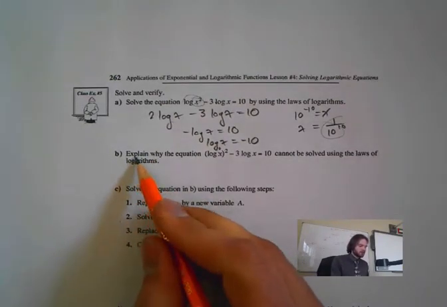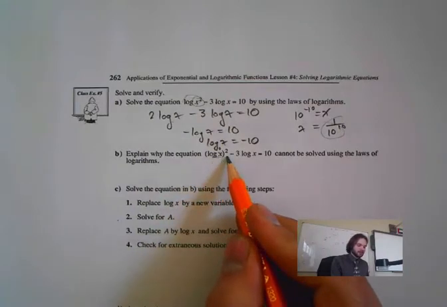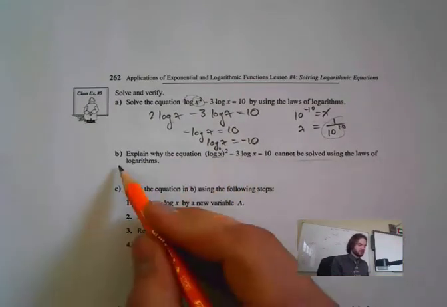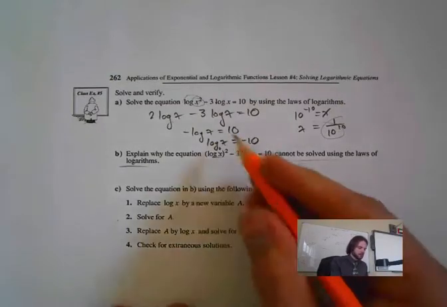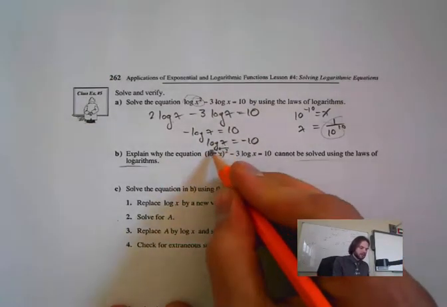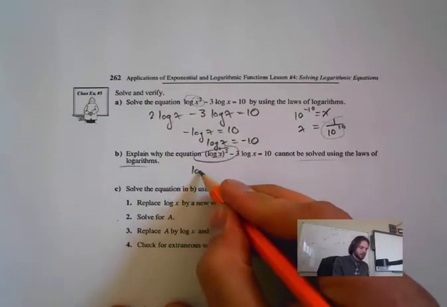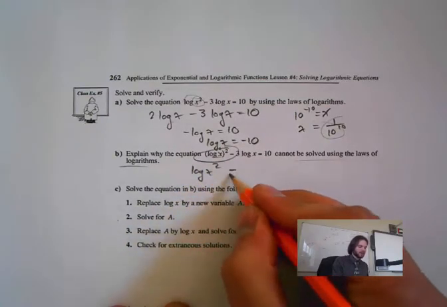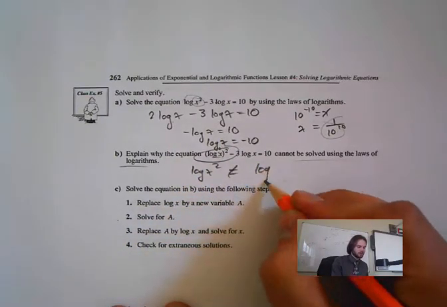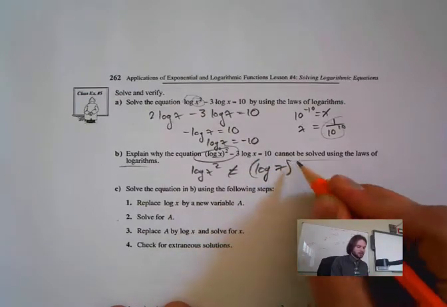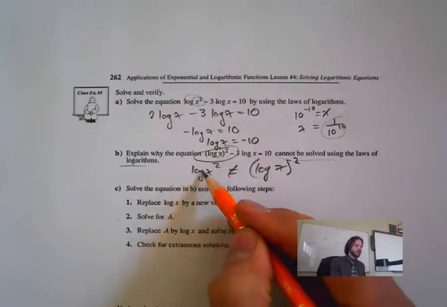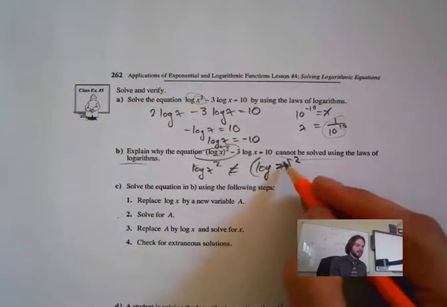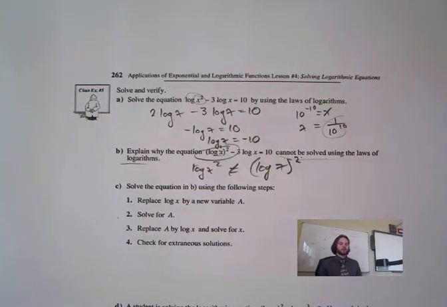Let's try this one here. Explain why the equation of this cannot be solved using the laws of logs. Well, I look at this. This is because this here is not the same as log x squared. It's not the same as log x squared. This is squaring log of x. This is saying x squared, and then we log it. This one's saying all of this, and then we square it.